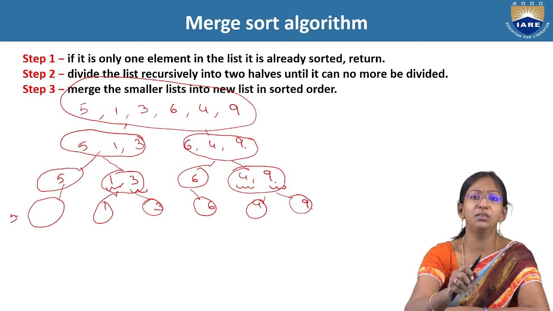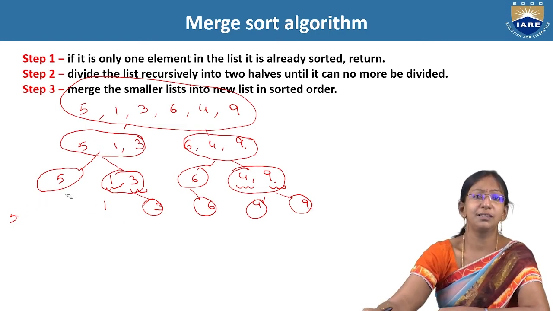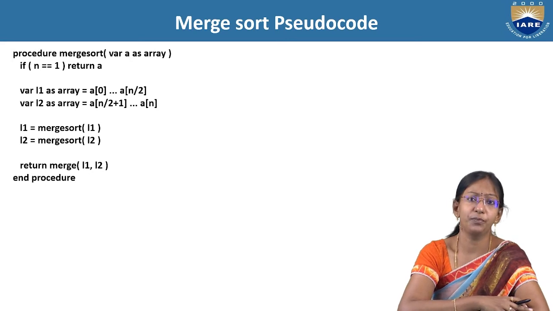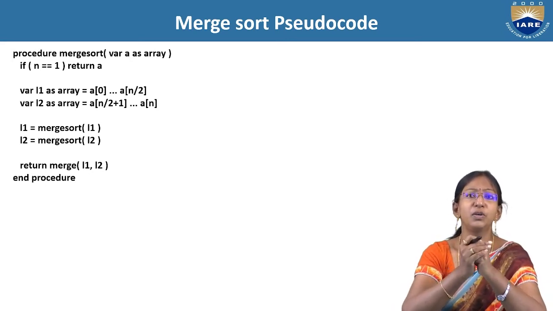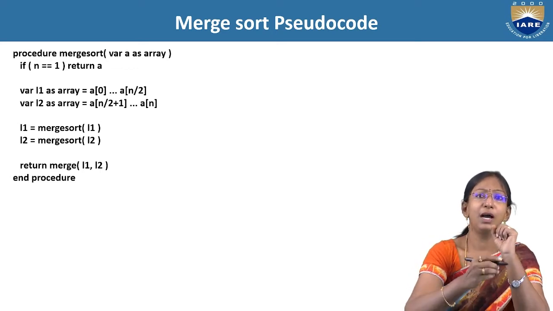We are going to merge the elements by sorting the things in an intermediate state. So let's have a look at the basic pseudocode of this. The pseudocode of merge sort is basically divided into two halves. So have a look at this one.